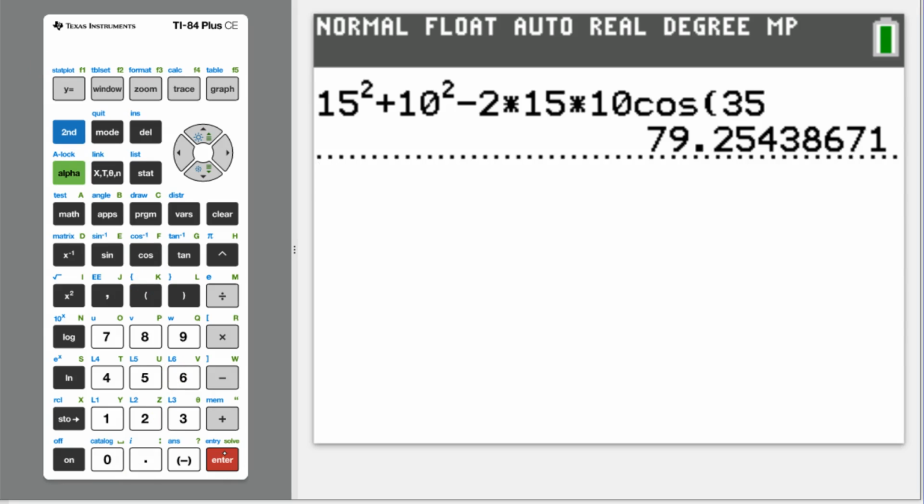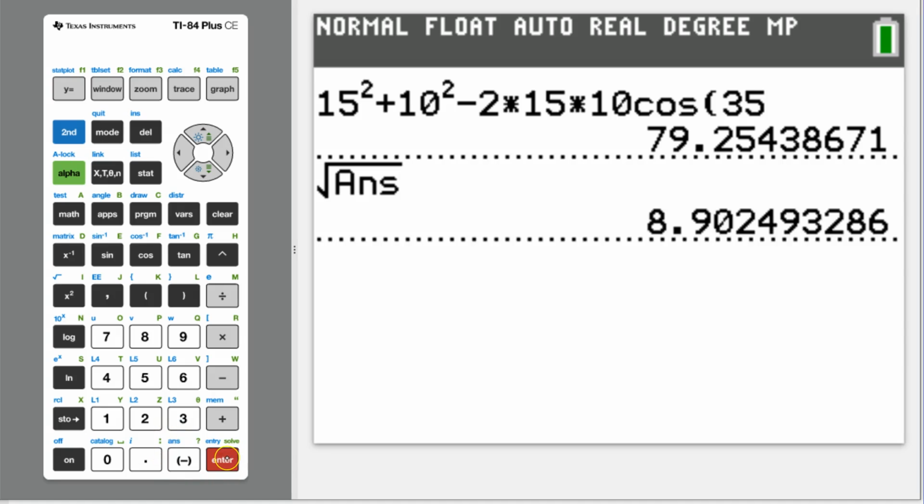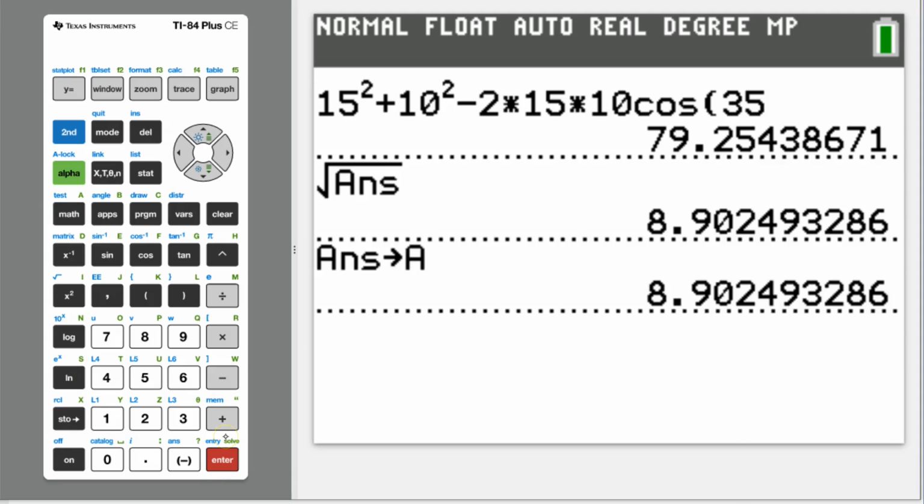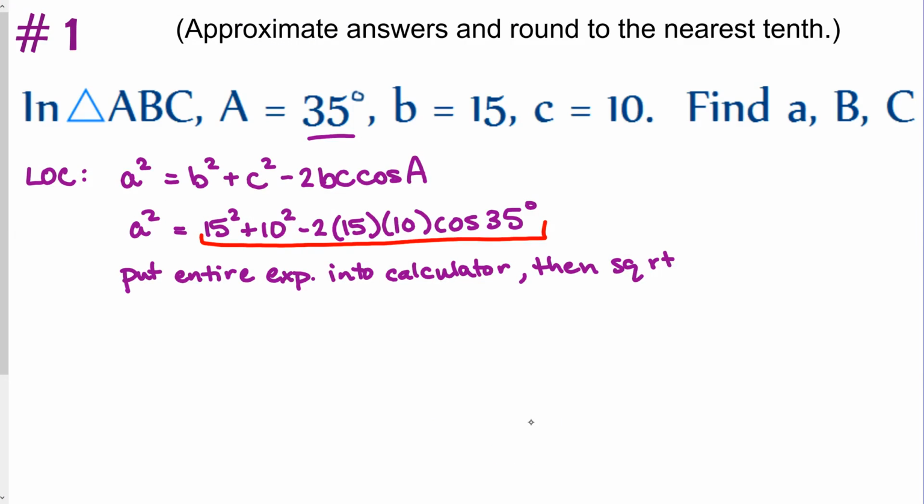So that number, and then to square root that, we can do our square root. Second square is square root. And then we can do second negative sign right next to enter. What that does is it puts your previous answer inside the square root sign, so you don't have to type it in or lose any accuracy. Okay, let's round this to the nearest tenth to write it down, but let's store it so we can use it later. So press store, alpha, A, enter. Okay, 8.9.